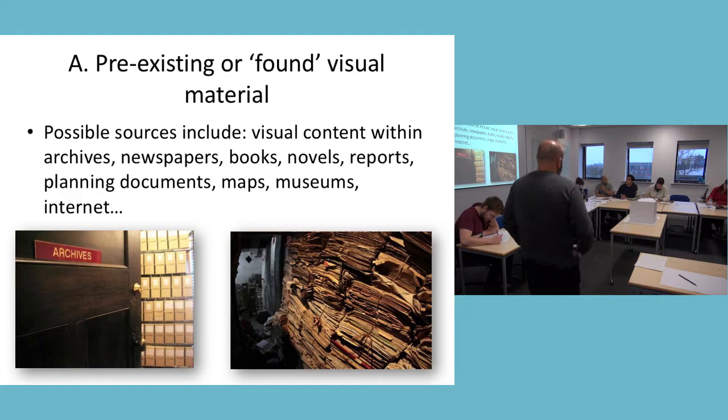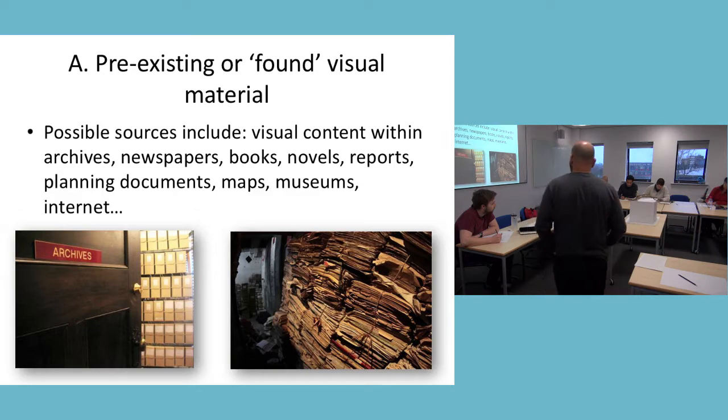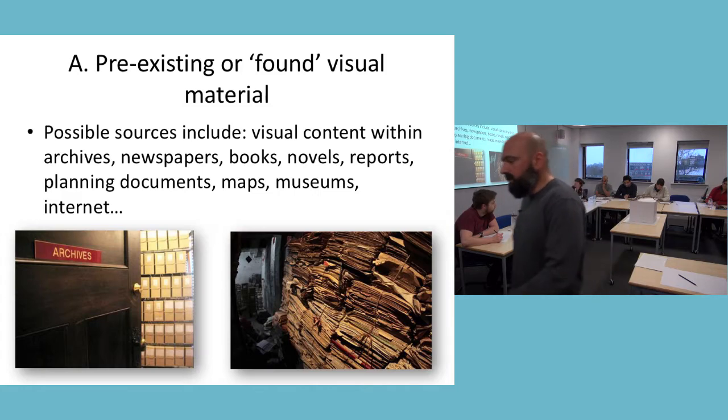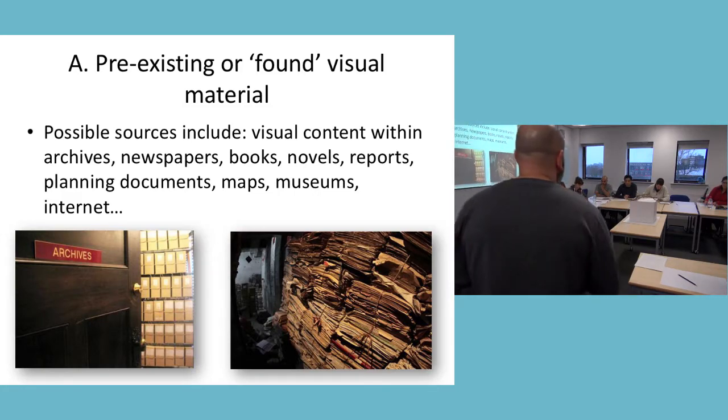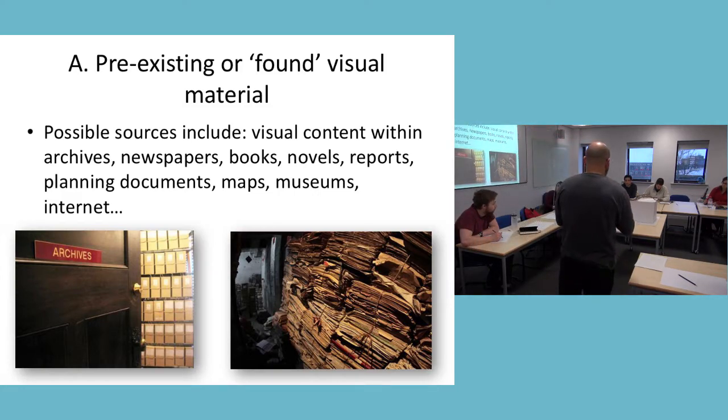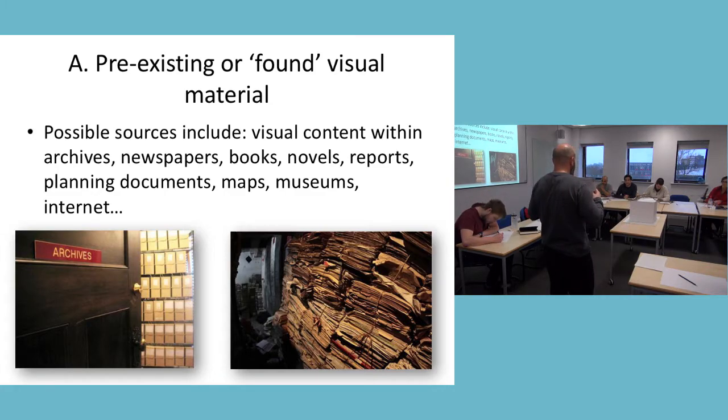So the first one's quite simple and easy in theory, and how you actually adequately analyze these can be more complicated and tricky. So, found visual material. I showed the central area action plan for Bristol. So here we go. Analyze this, right? What are we saying about the city of Bristol from the cover of their action plan?